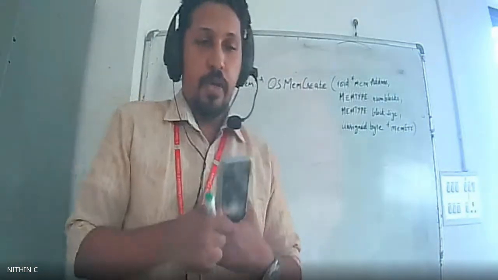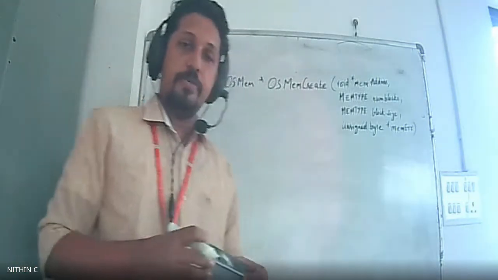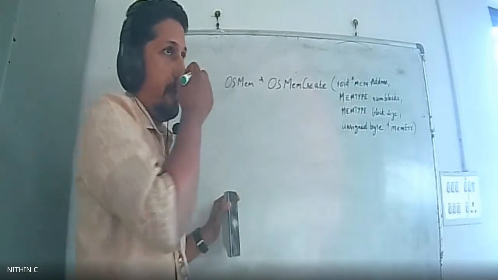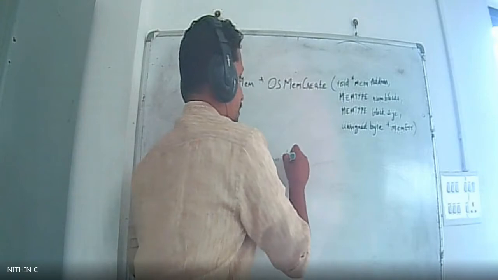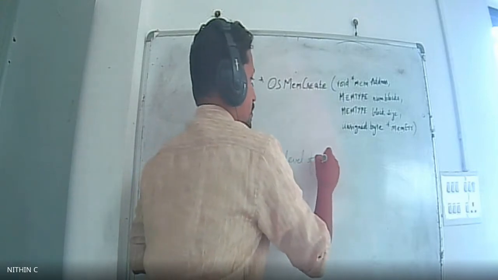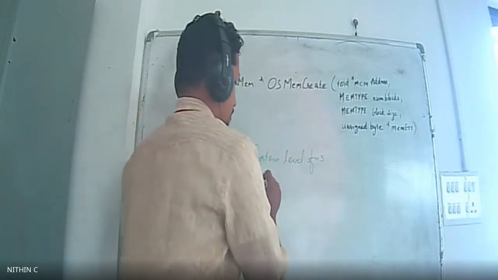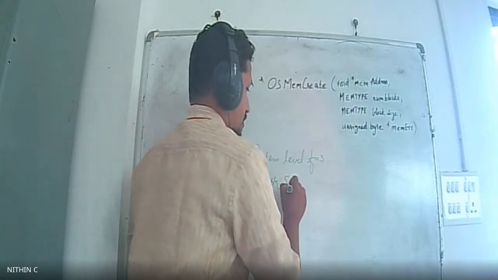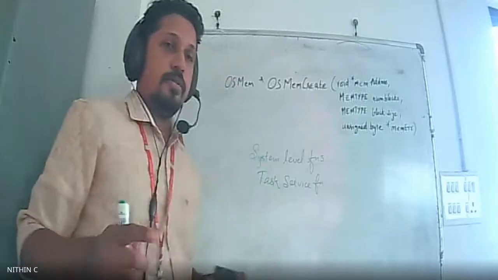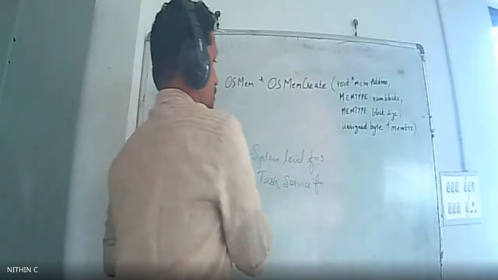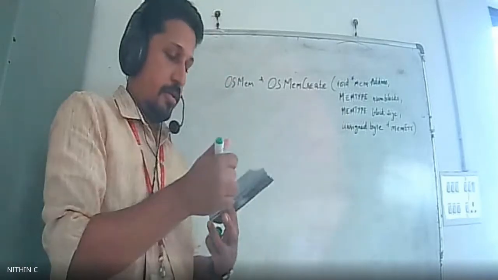So we have now seen the two different types of functions. The first one was system level functions. System level functions. And then we have seen the task service functions. Task service functions. And next, our topic comes as memory allocation related functions.